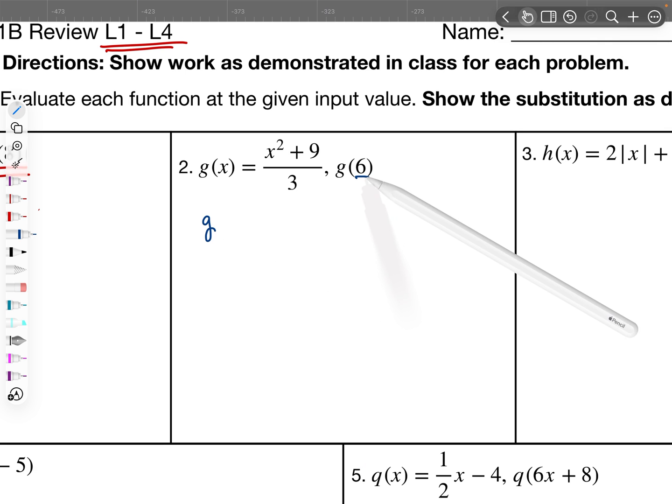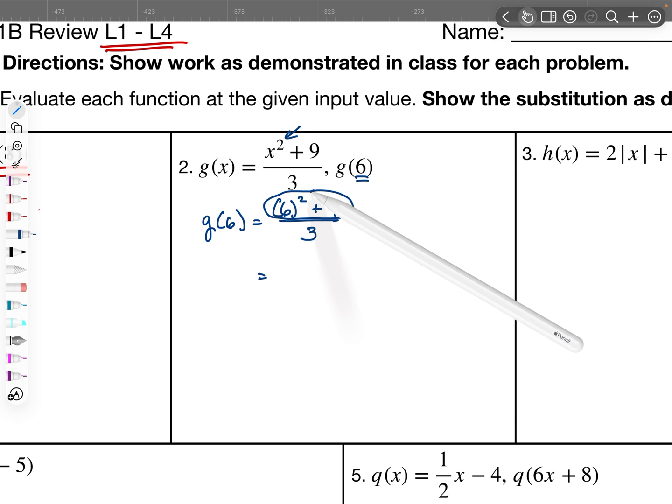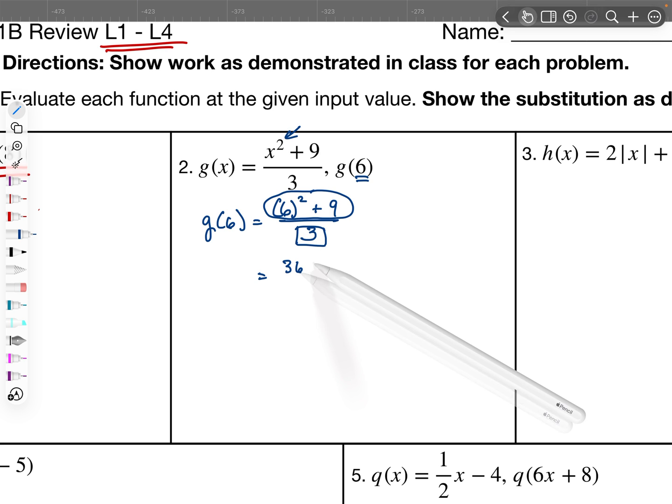I want the g of 6. I'm going to put a 6 in for x. All right, so I've got a multiplication there because this squared means to take x times itself. So multiplications, I always stick it in parentheses. Now this is like a grouping symbol. You have to find all the numerator first so you can divide that whole thing by 3. So you go 36 plus 9, haven't divided by 3 yet. That's 45. Now I divide by 3.